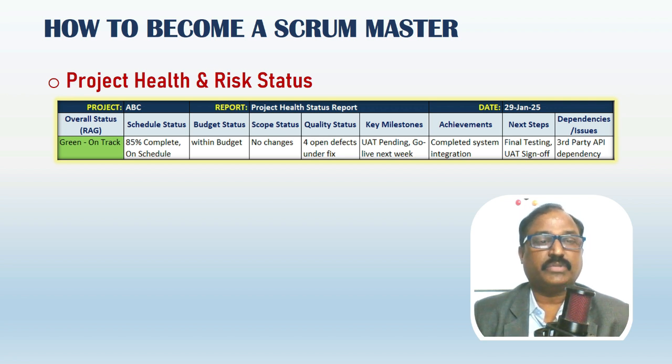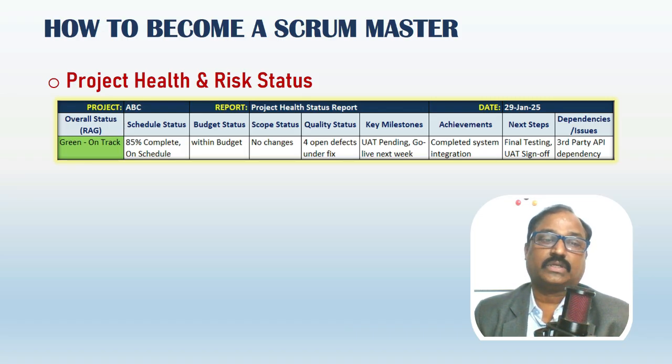Red, major issues, may impact on reaching deadlines, that may impact on budget, so immediate attention is required. Schedule status, 85% of this project completed and it's on schedule. Budget and cost status, we calculated planned versus actual spent. This project is within the budget.